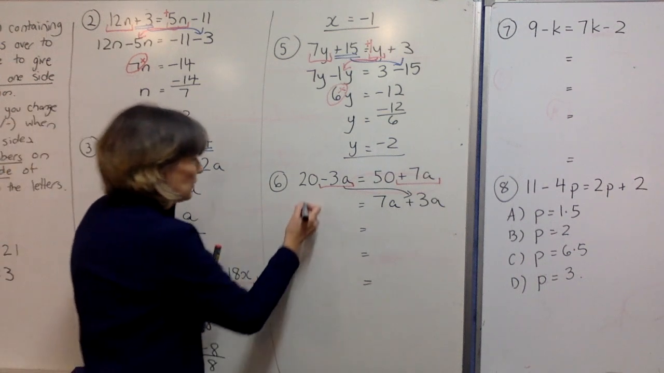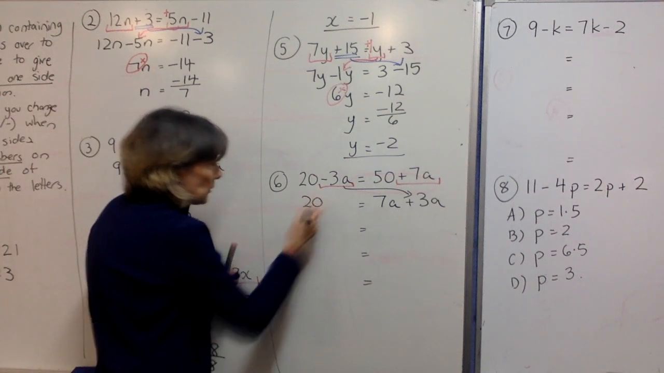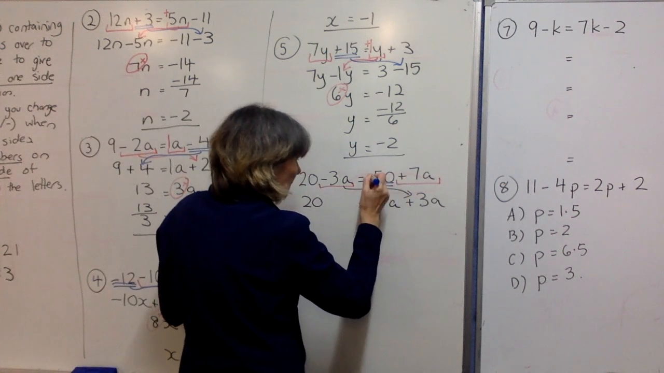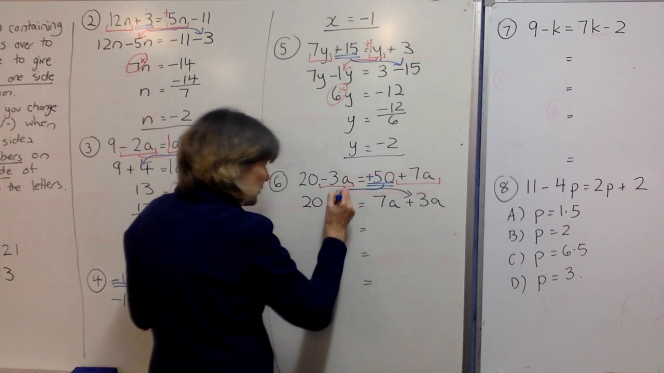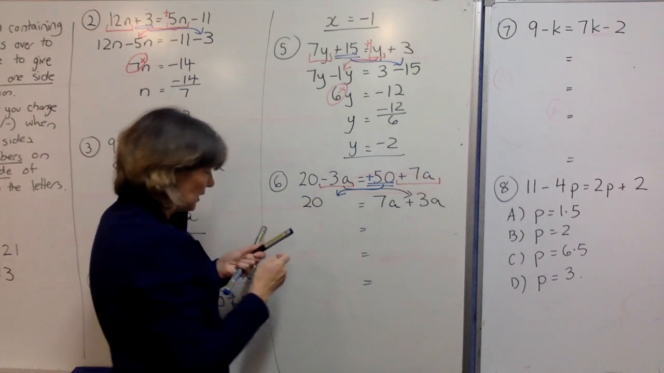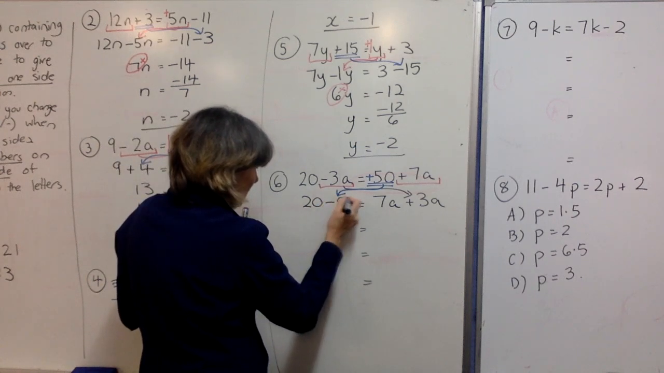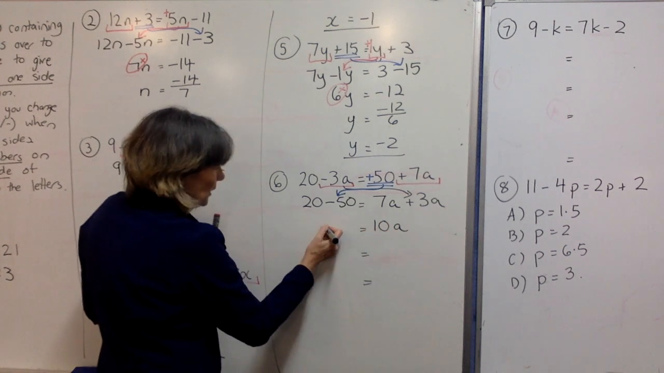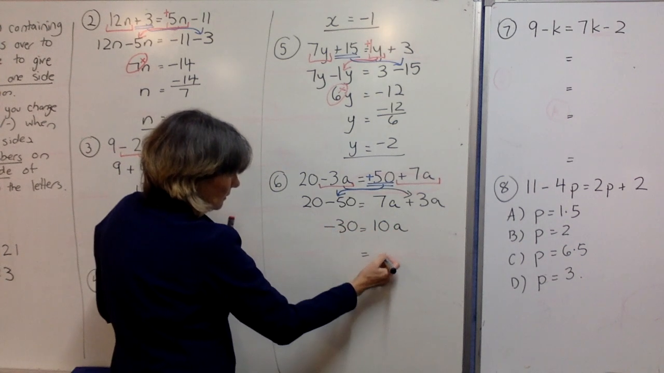Then we have our numbers over here. So we've got our 20 already there. This is our other number with a plus in front. It moves and becomes a minus 50. All right, now we're collecting. So this will be 10a, and over here we have minus 30.